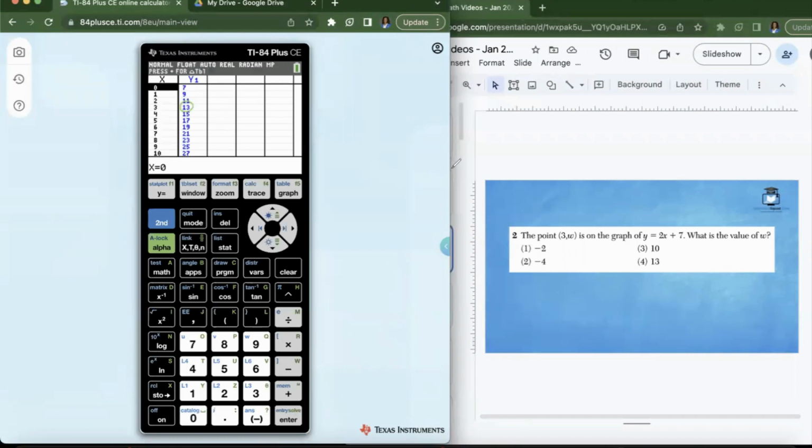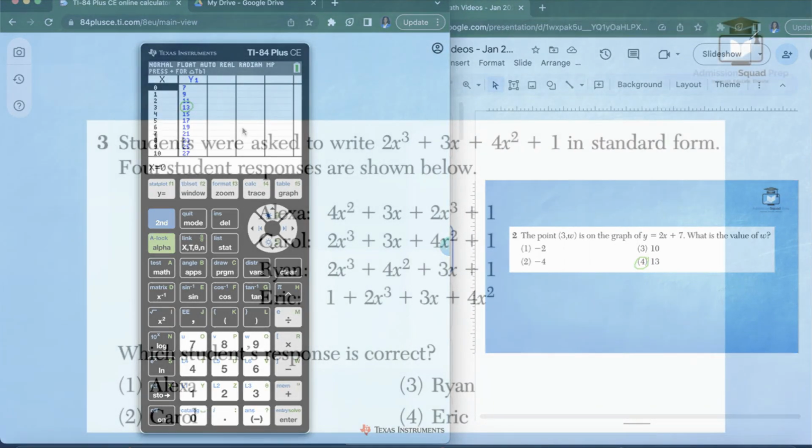So that's our answer. You can perform this problem using the graphing calculator, but you can also solve it algebraically. It's completely your choice. Let's head on over to question number 3.